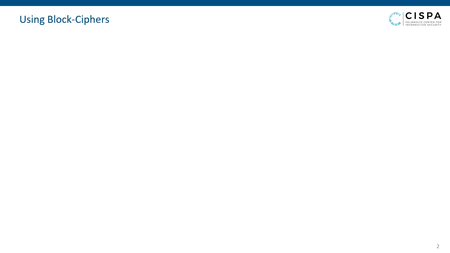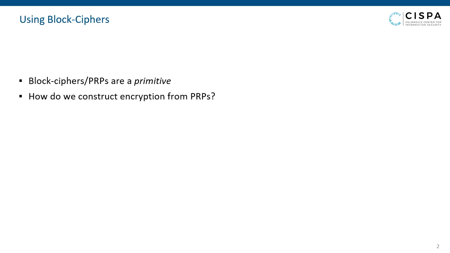So in the last lecture, we've introduced block ciphers and pseudorandom permutations, and we've seen some candidate constructions of these, but these objects are primitives or building blocks. A block cipher is not an encryption scheme. The kind of security that it gives is that of a pseudo-random permutation. It's indistinguishable from a random permutation. That doesn't mean it's an encryption scheme in the sense of CPA security. So the question is, given a block cipher, how do we construct encryption from block ciphers or pseudorandom permutations?